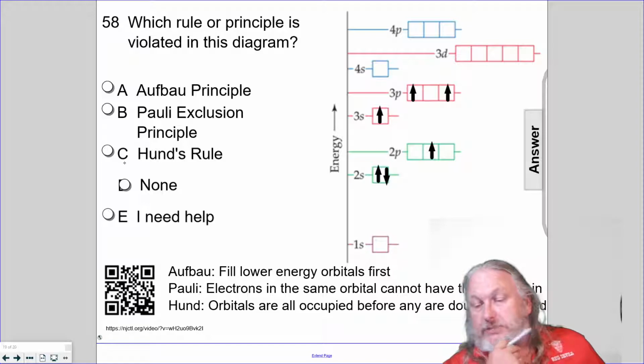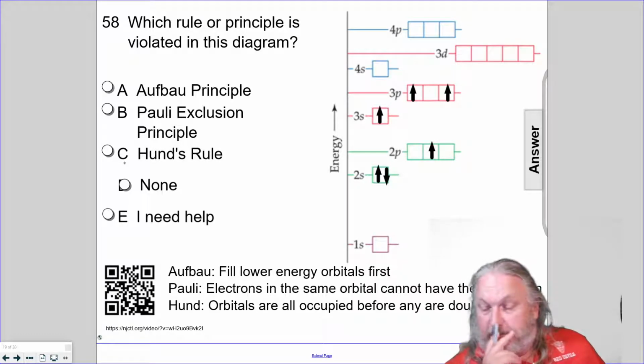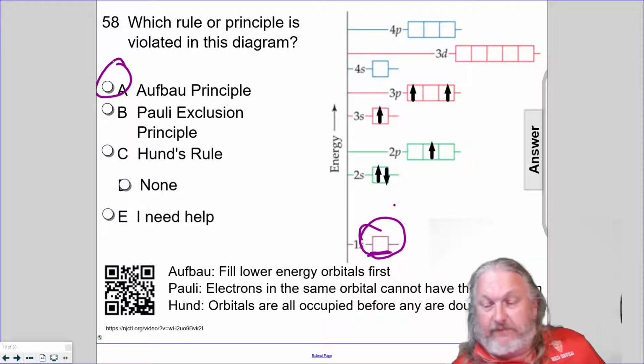Which rule or principle is violated in this diagram? Well, let's look at Aufbau. Fill lower energy orbitals first. Ooh, right there. Oh yeah, they filled those, so that is violating the Aufbau principle.